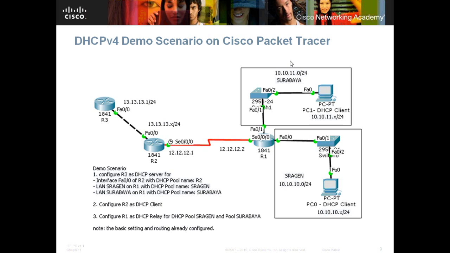Or to discuss more detail about the DHCP version 4 configuration in Cisco router, we already made this demo scenario.